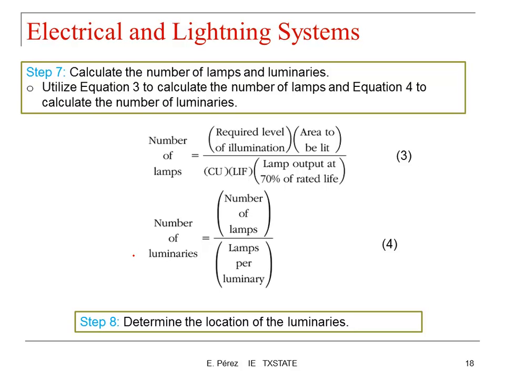So step number 7, calculate the number of lamps and luminaries. Utilize equation 3 to calculate the number of lamps and equation 4 to calculate the number of luminaries. This is the step in which you're going to say, okay, we're going to need this many lamps in our facility. And then in step 8, we get to deal with the location of these lamps.